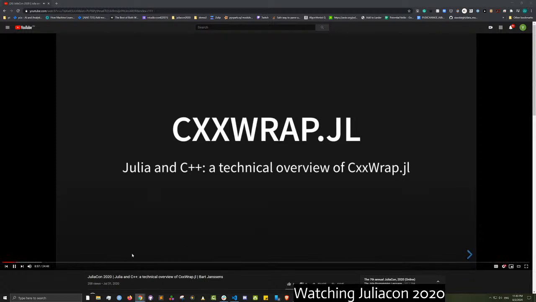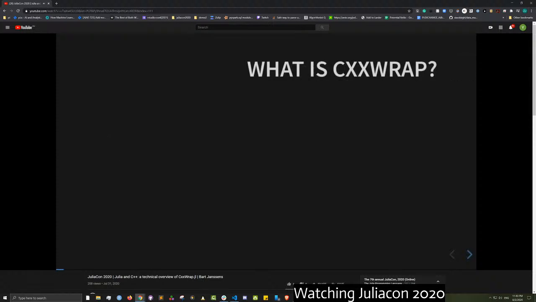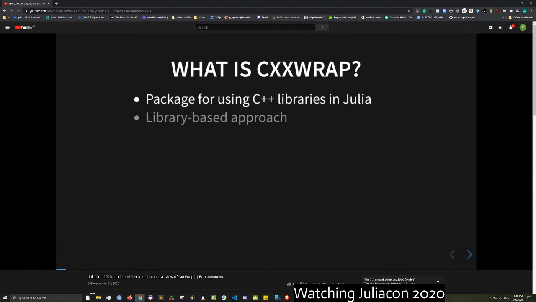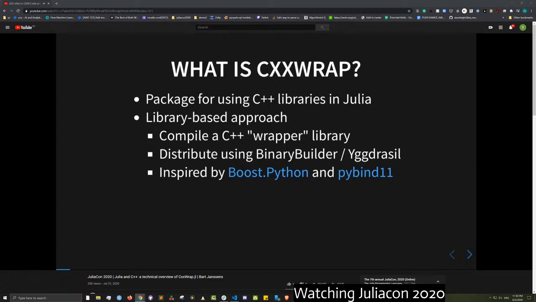CXXWrap is a package to allow you to use C++ libraries from within Julia, and it consists of a C++ part and a Julia part. The basic approach in CXXWrap.jl is that we use a library-based approach. So we compile a C++ library, which of course has to be written completely in C++ using all the standard C++ tools. And then we can, for example, distribute this using BinaryBuilder and Yggdrasil, and then use it from within a Julia package. This approach is actually inspired by Boost Python and PyBind11.